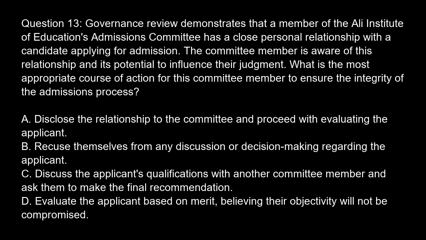Option A. Disclose the relationship to the committee and proceed with evaluating the applicant. Option B. Recuse themselves from any discussion or decision-making regarding the applicant. Option C. Discuss the applicant's qualifications with another committee member and ask them to make the final recommendation. Option D. Evaluate the applicant based on merit, believing their objectivity will not be compromised.